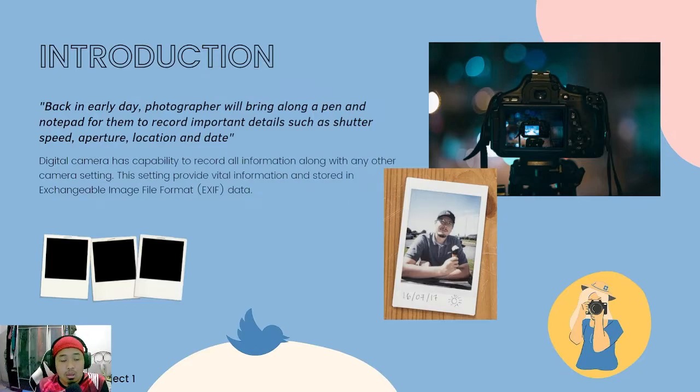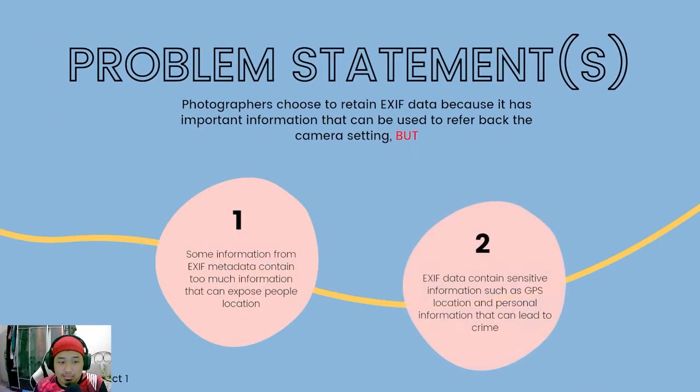But nowadays we have digital cameras that are capable of doing all of that automatically, and it is stored in one set of data that we call the Exchangeable Image File Format, or the shorter one, Exif data. Next, we go into the problem statements.